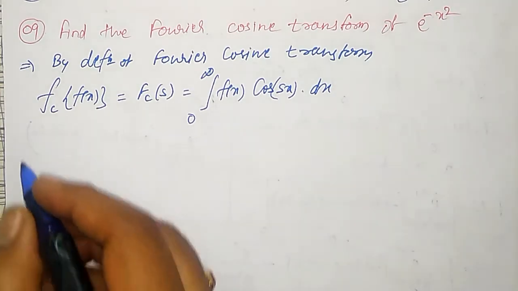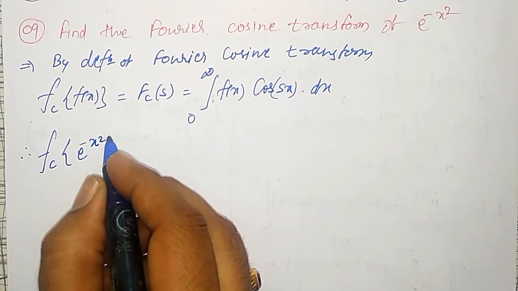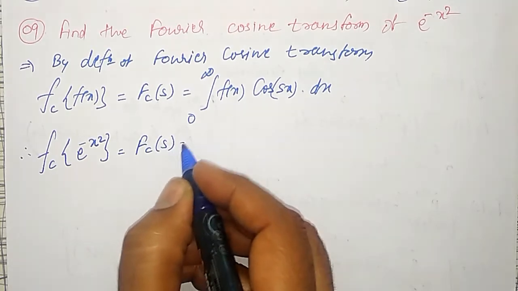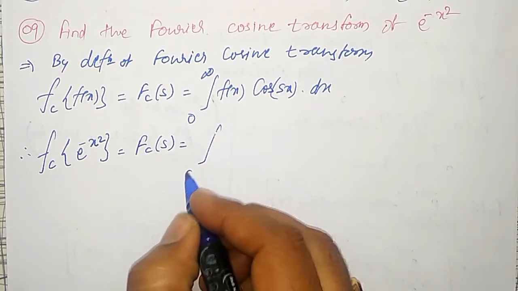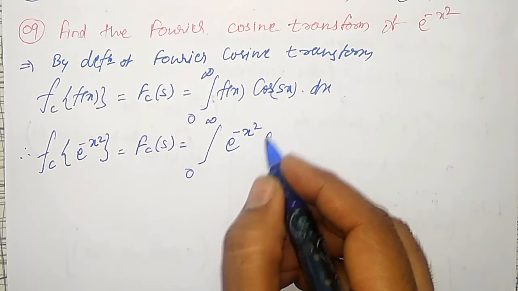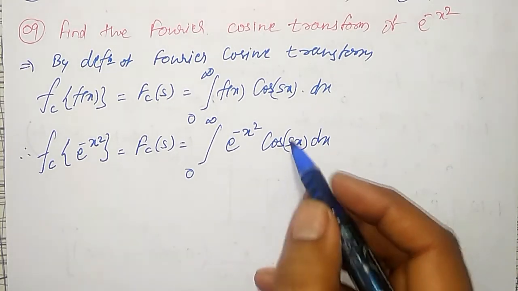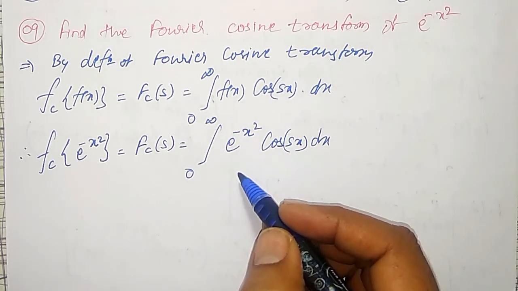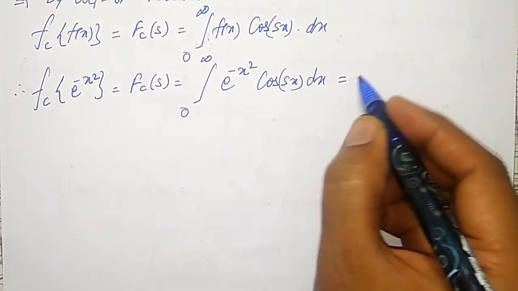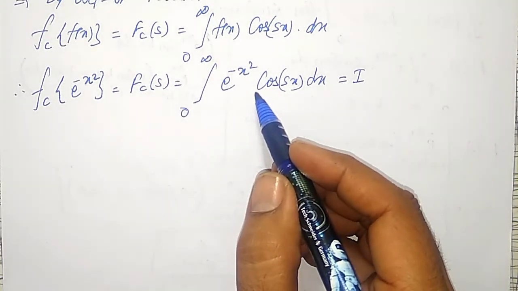Let me substitute here. Therefore, Fourier cosine transform of e to the power minus x square is equal to Fc of s is equal to integration from 0 to infinity e to the power minus x square into cos sx dx. Now I have to integrate this one and evaluate. To do that, let me call this integration as I for my convenience. And here directly it is not integrable.